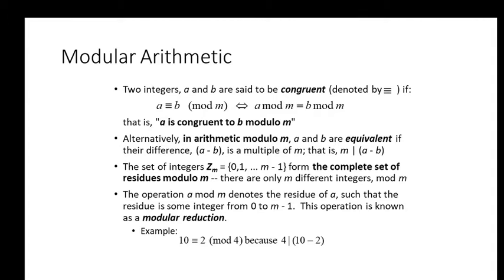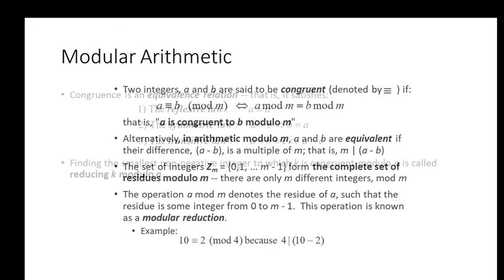The set of integers Z_m equals 0, 1, up to m minus 1 forms the complete set of residues modulo m. There are only m different integers mod m. The operation a mod m denotes the residue of a, such that the residue is some integer from 0 to m minus 1. This operation is called modular reduction. Example: 10 is congruent to 2 modulo 4 because 4 divides 10 minus 2.